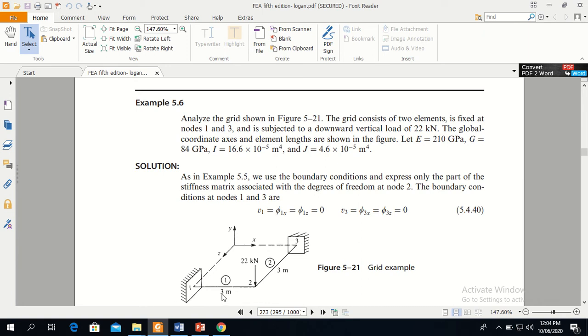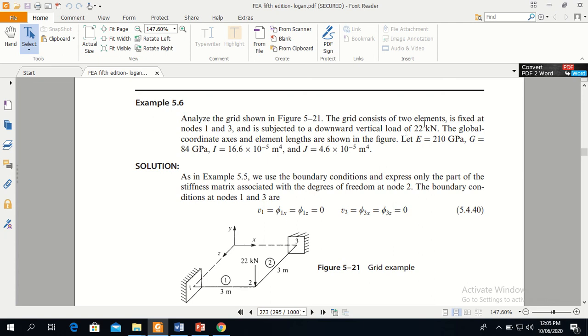Figure: this is the grid which has two elements, and node 1 and node 3 are fixed, and force is acting at node 2, which is in the negative y direction. So the grid is in the xz plane, and the force is in the y direction.